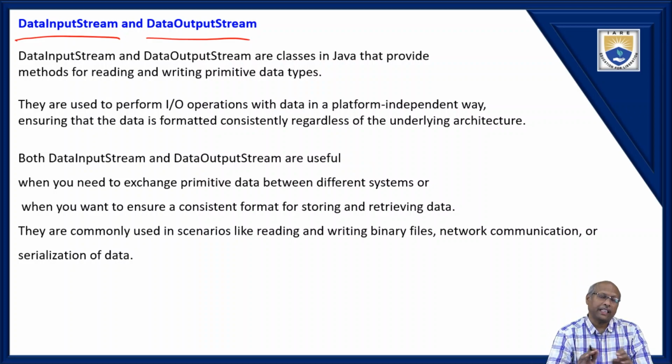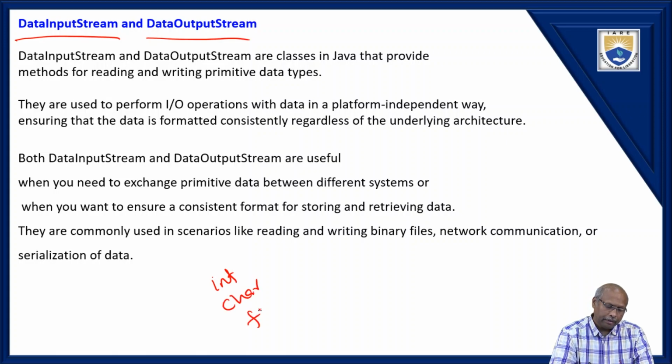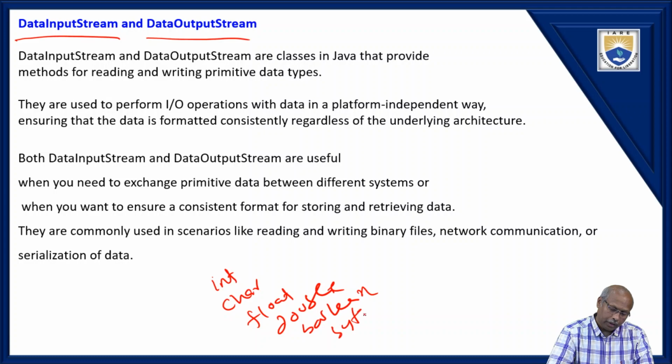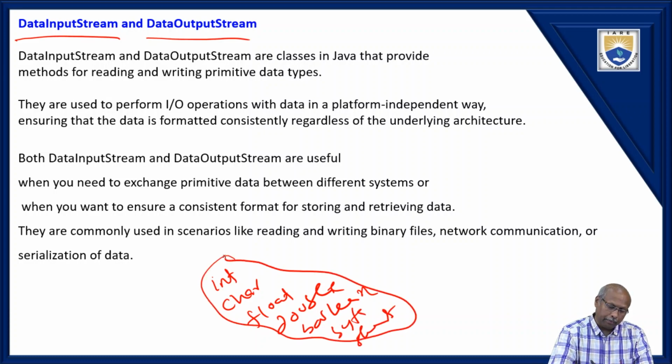This is a special class available in Java, especially when you want to deal with primitive data types. Primitive means what? int, char, float, double, boolean, byte, and short. These are the primitive data types.